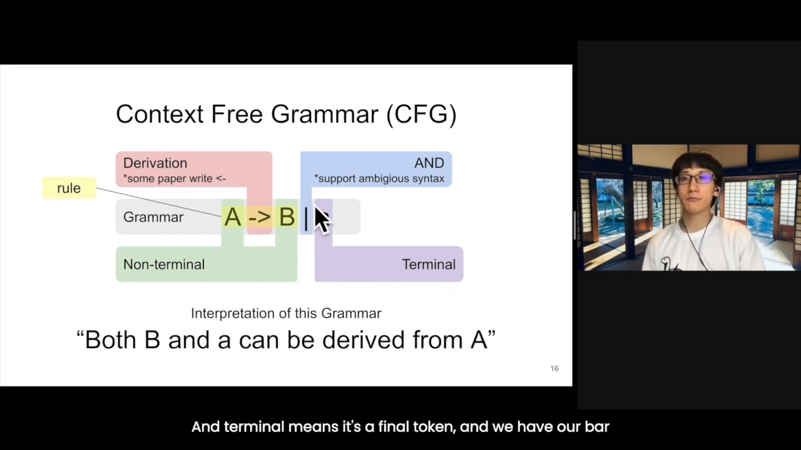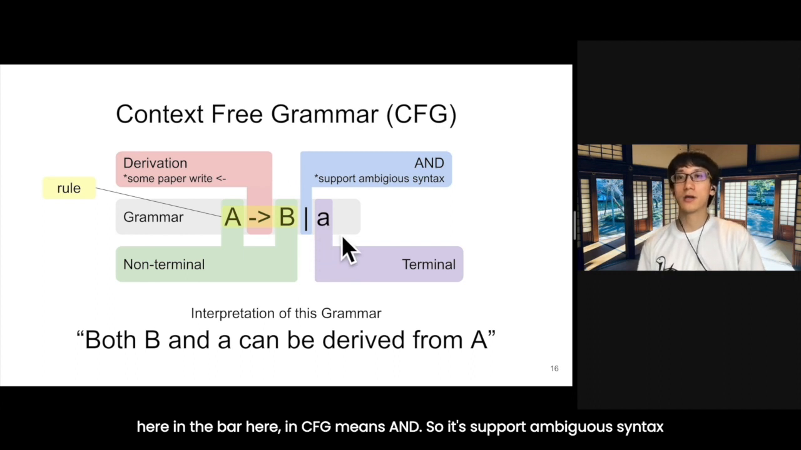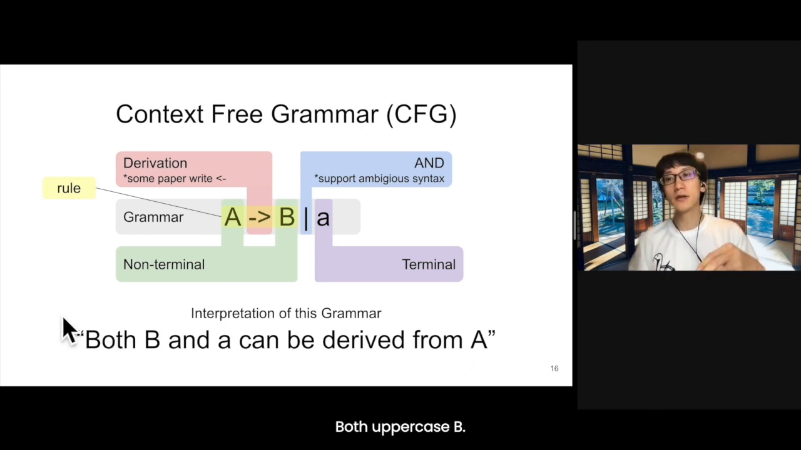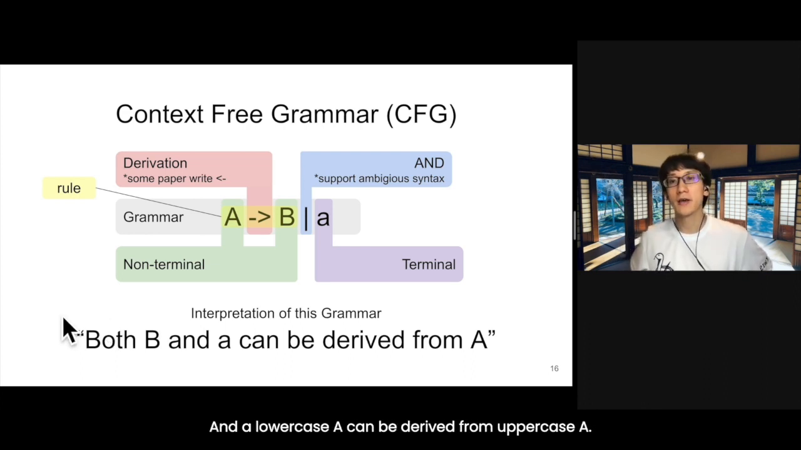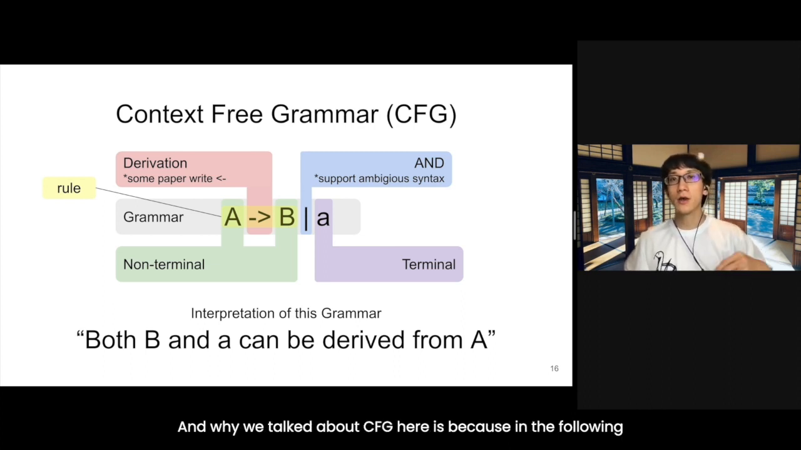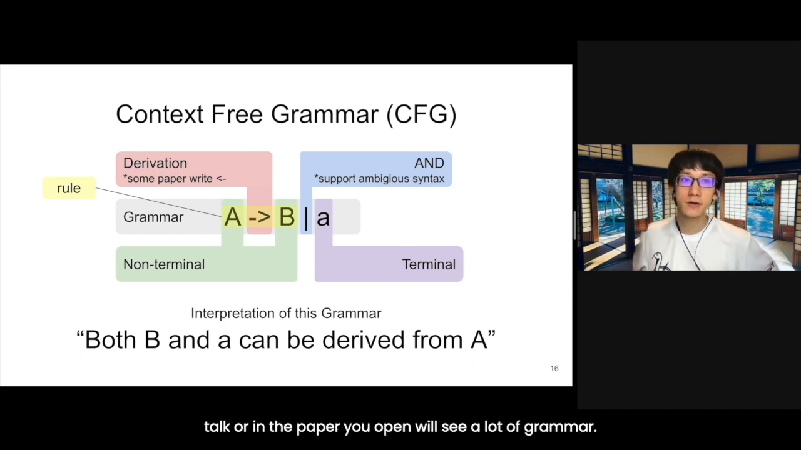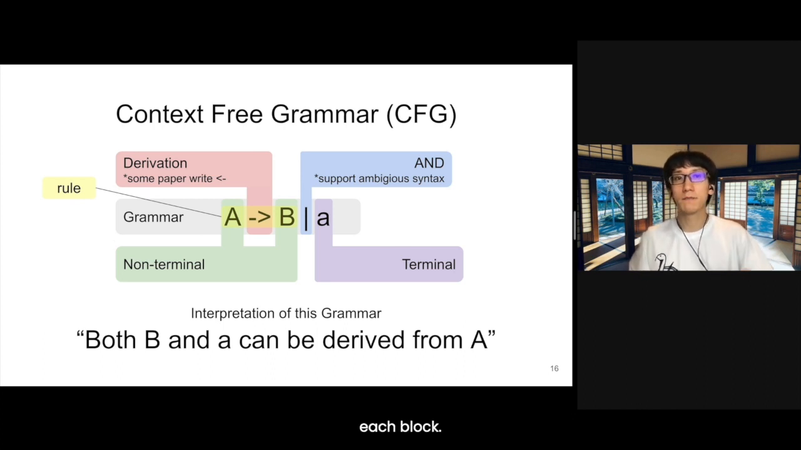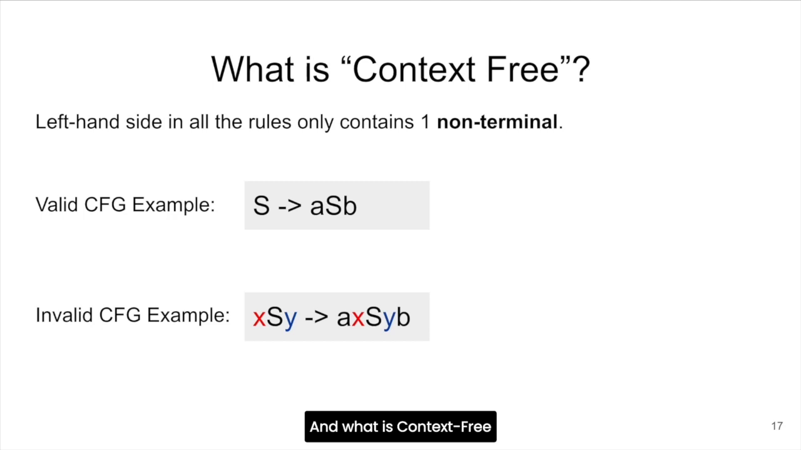And we have a bar here. The bar in CFG means or, so it supports ambiguous syntax, because in this case we can interpret this grammar as both uppercase B and lowercase a being derived from uppercase A. Why we talk about CFG here is because in the following talk or in papers, you will often see a lot of grammar. So please be sure to be familiar with the meaning of each block and what context-free is.